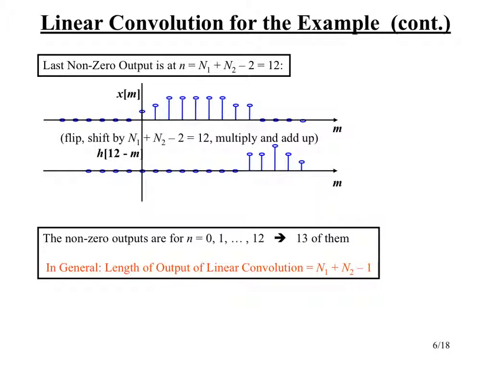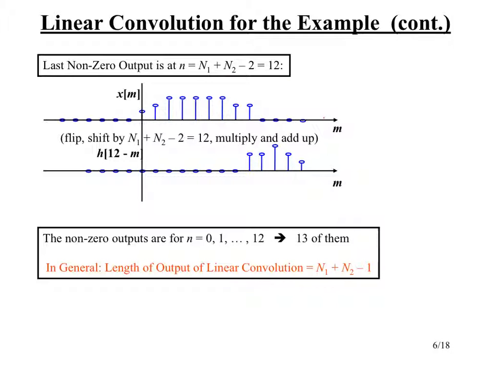On the next slide, that's exactly where we are. For this case, if we take n1 plus n2 minus 2, that gives us n equal to 12. That's the last output point. So at little n equal to 12, we would get those two things multiplied times each other, a bunch of zeros, another bunch of zeros, add up all those things, and we'll get a non-zero output sample. That's our last non-zero output sample.